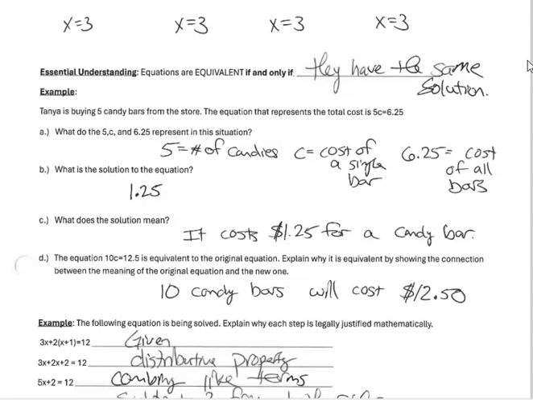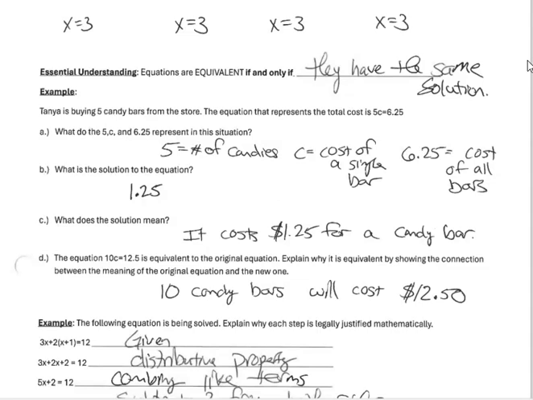So A was saying 5 is the number of candies, c is the cost of a single candy bar, and 6.25 is the cost of all the bars. When you solve this, no matter whether you're guessing and checking or actually dividing both sides by 5, you get 1.25 or $1.25, and the meaning of that solution is it is $1.25 for each candy bar. The equation 10c equals 12.5, the meaning behind that, comparing it to the original one, was that 10 candy bars must be $12.50. It's just doubling the number of candy bars, so the price must double.